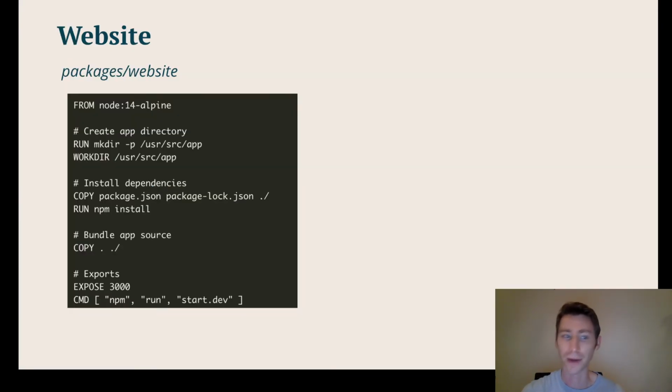So now onto the website. Located under packages/website, we're going to be using Docker to create a basic Node.js application, and the Dockerfile looks like this. We're pulling from the Node Alpine image, creating the app directory, installing the dependencies, bundling the app source, and then running start dev.